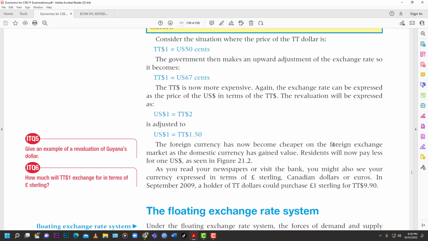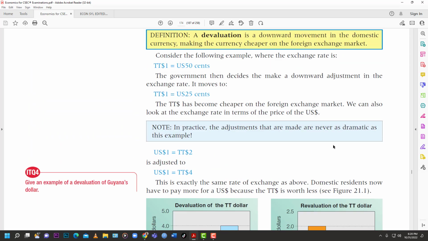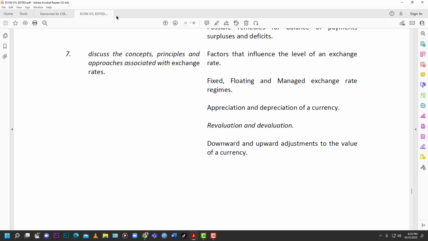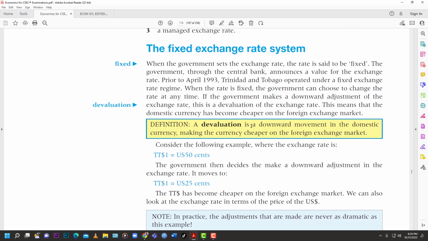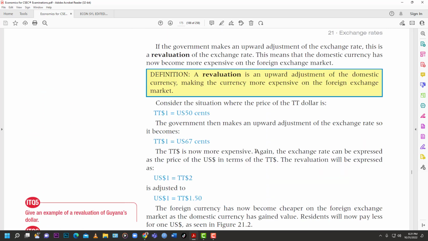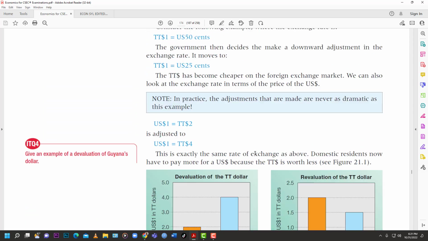So let's dig into something else. Let's dig a little deeper into certain terminologies that we are required to understand. Right here they ask us to speak about revaluation, devaluation, appreciation, depreciation. So let's look at those. What is devaluation versus revaluation? Devaluation, revaluation. Definition time.